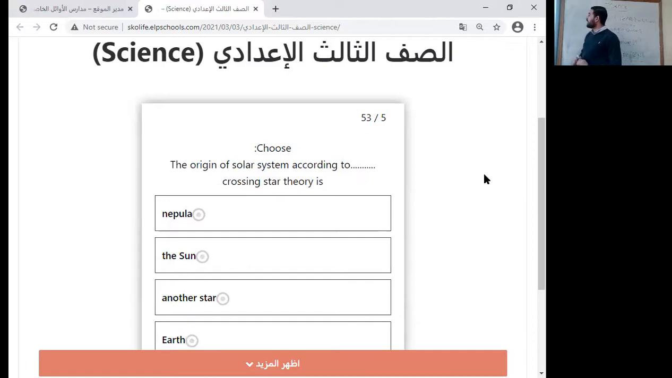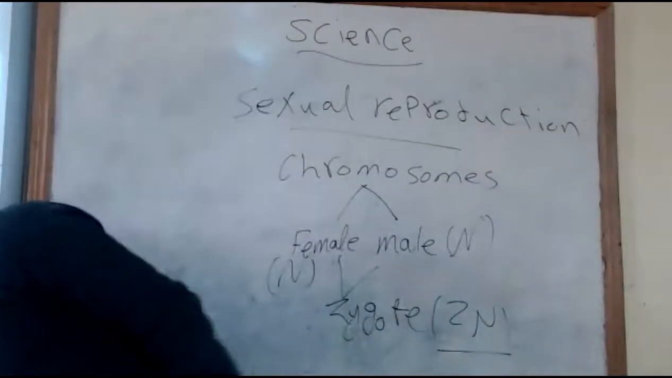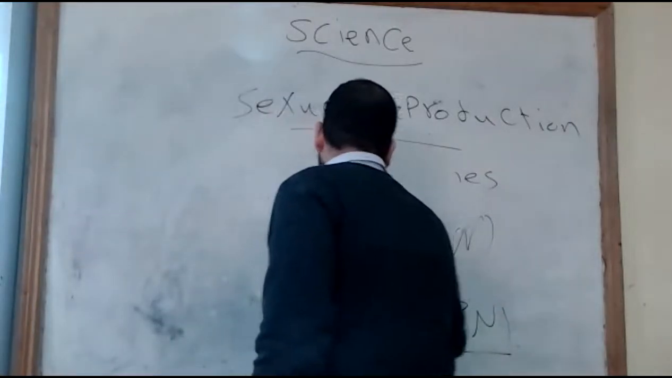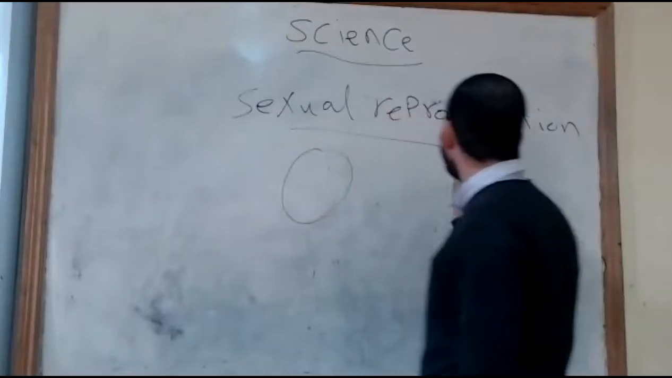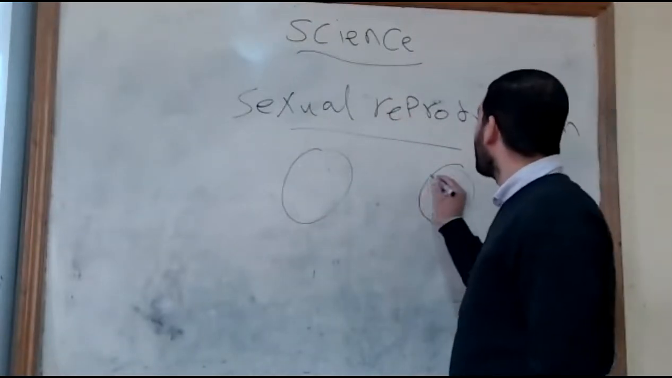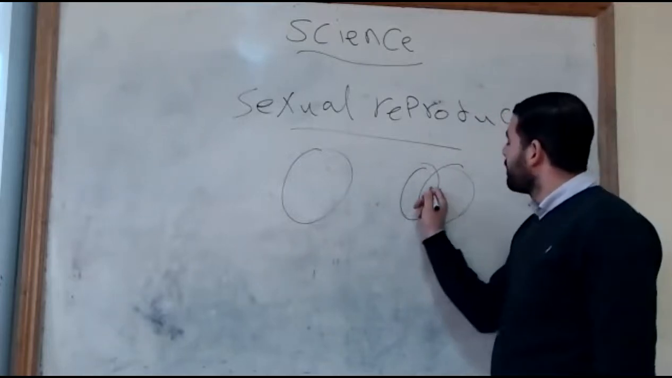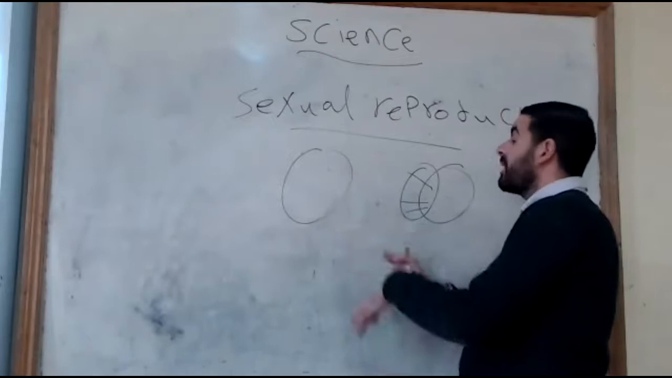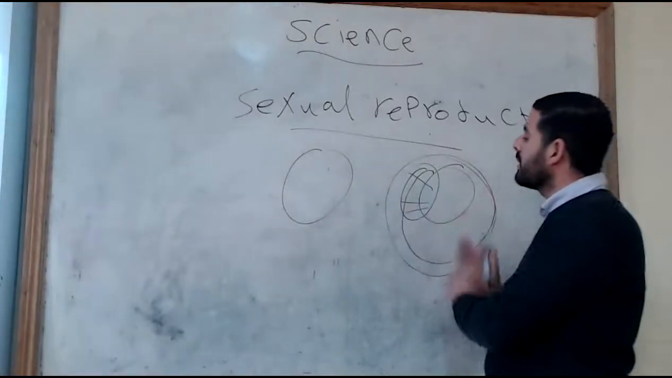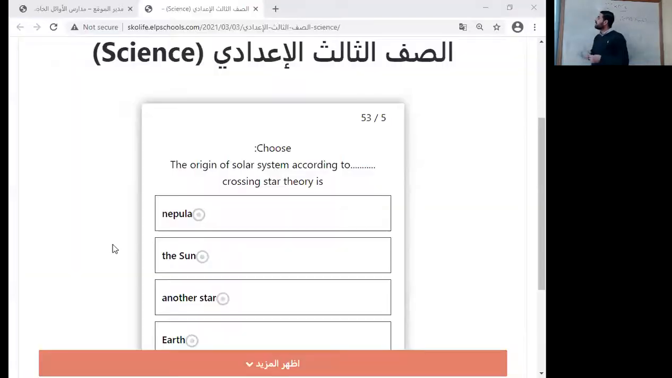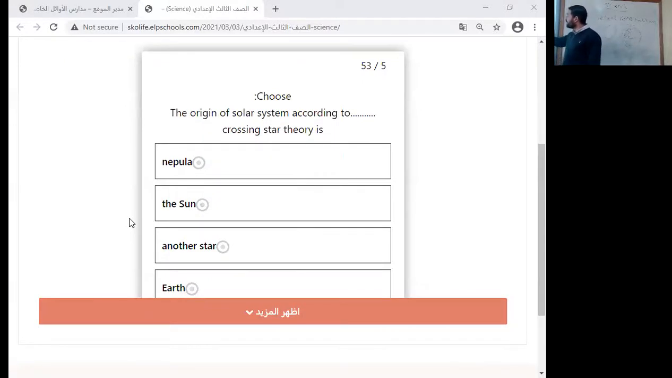The origin of the solar system according to the crossing star theory: as we know, in the crossing star theory, there was a star that comes near to the sun, causing the expansion of the part of the sun which is facing this star, increasing its temperature, and this part of the sun, revolving around the sun, forming the solar system. So the source of the 8 planets is the sun.